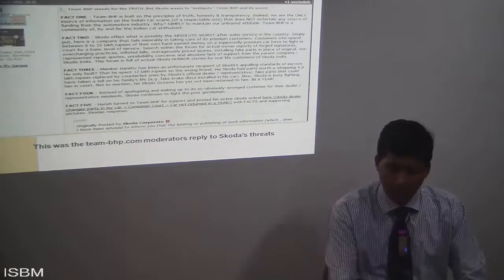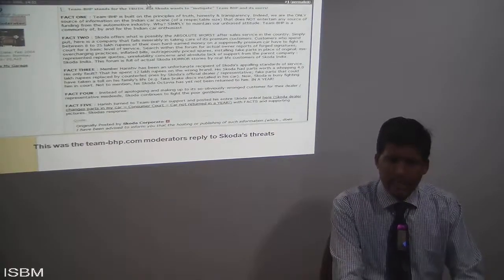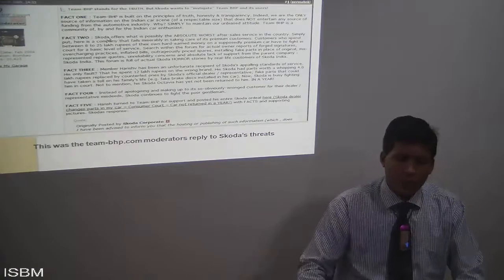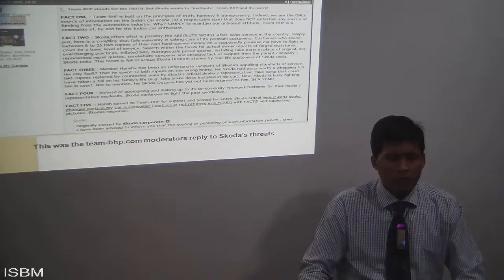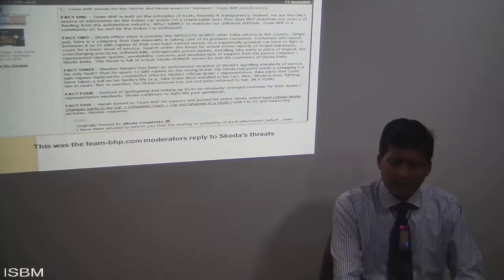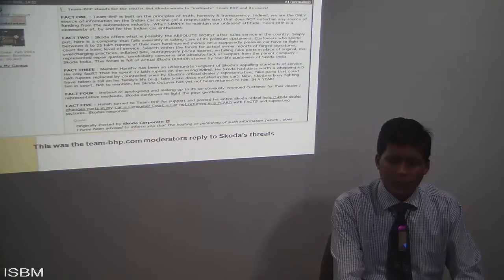Fact number 1, Team BHP is built on the principles of truth, honesty and transparency. Fact 2, it mentioned that Skoda offers what is possibly the absolute worst after-sales service in the country. Emphatic statement. Fact 3, member Harish has been an unfortunate recipient of Skoda's appalling standards of service.